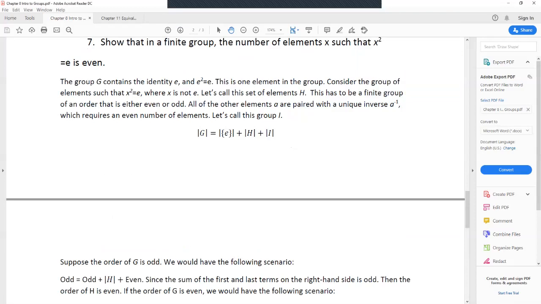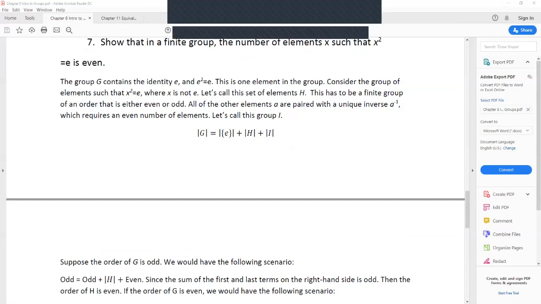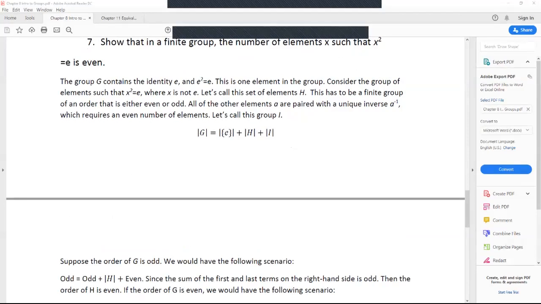Number 7, show that in a finite group, the number of elements X such that X squared is equal to E is even. We know that the group G contains the identity, and the identity squared would be equal to E. So this is one element in the group.